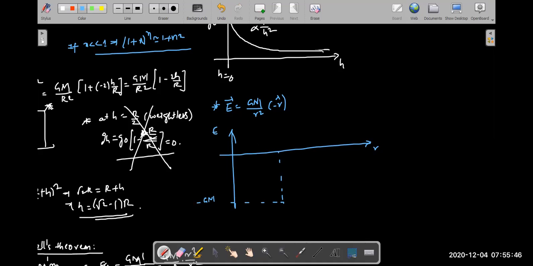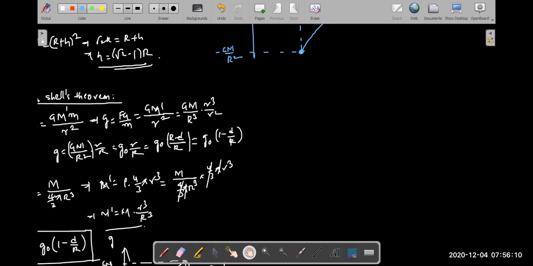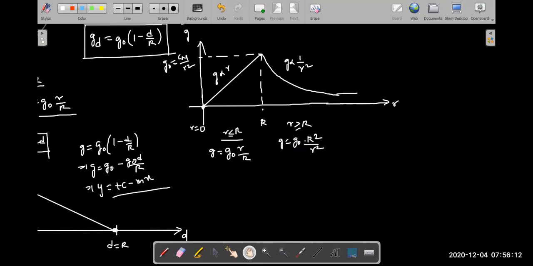Minus Gm by R square. Till here it is going to be negative because it is radially inward. Now, as you move away, it will become 0. Understood the logic? So this was supposed to be a negative curve, the value of E, because negative indicates that it was attractive. Understood?